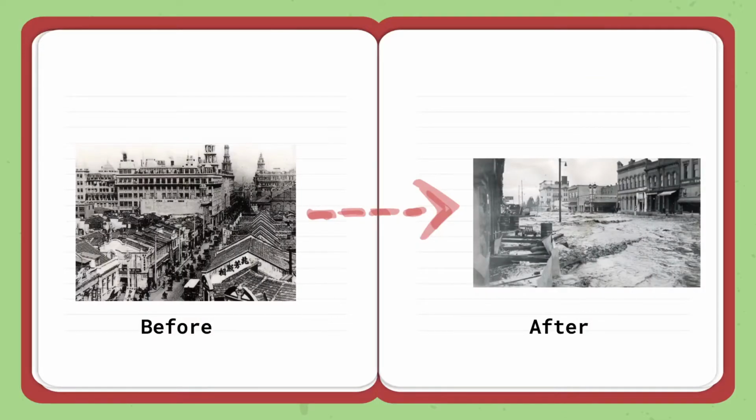Okay, so this is a picture. As you can see on the left, that's how the city looked before, and then after the flood took place. On the right side was the aftermath.